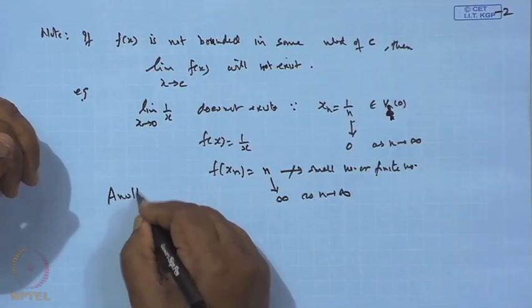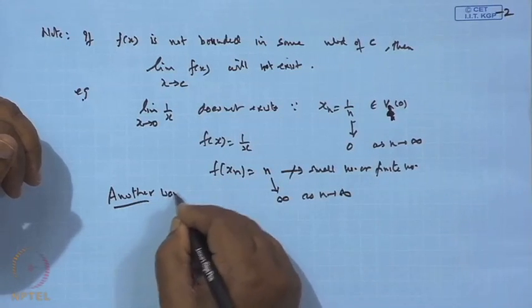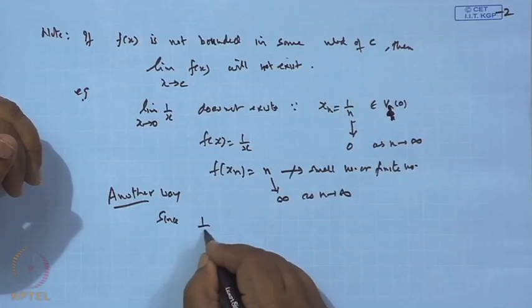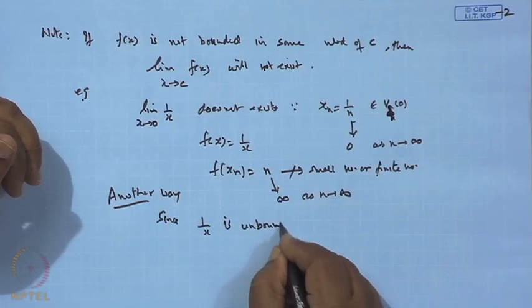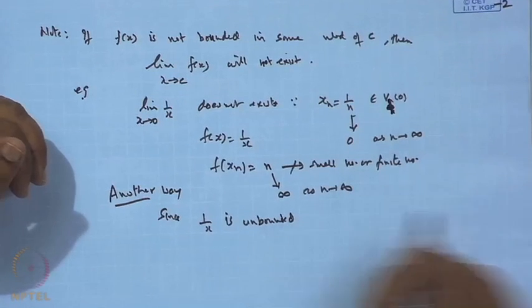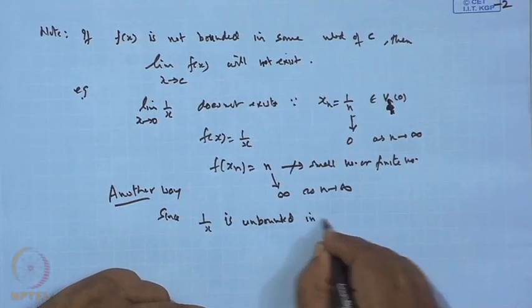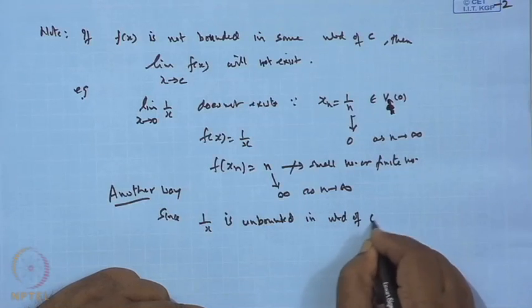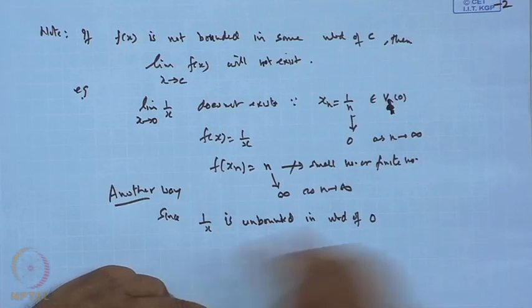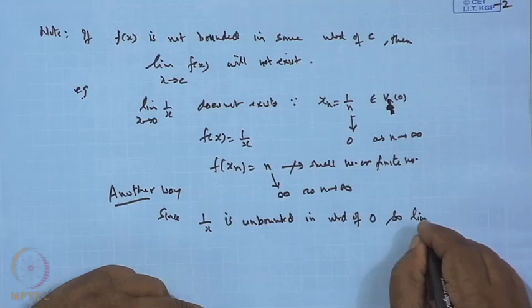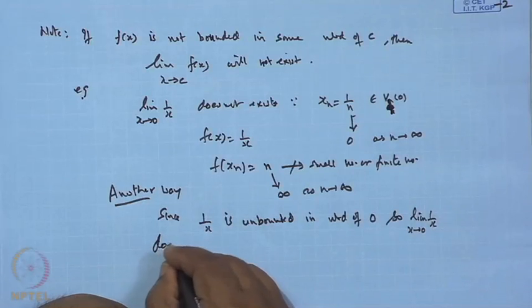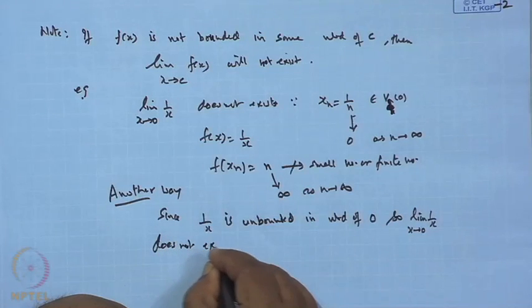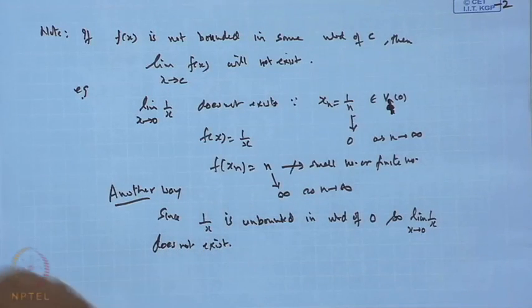Another way of justifying: since 1 by x, this function, is unbounded in the neighborhood of 0, the limit of this function 1 by x as x tends to 0 does not exist. So, this is one way of doing it.